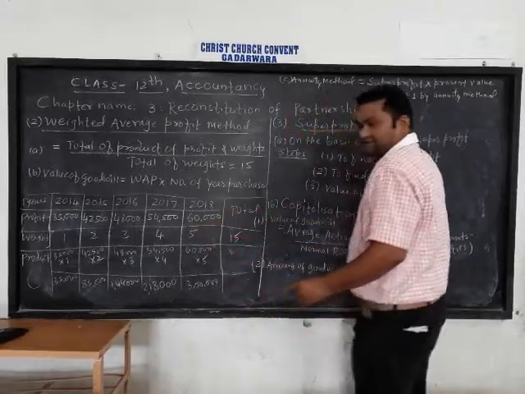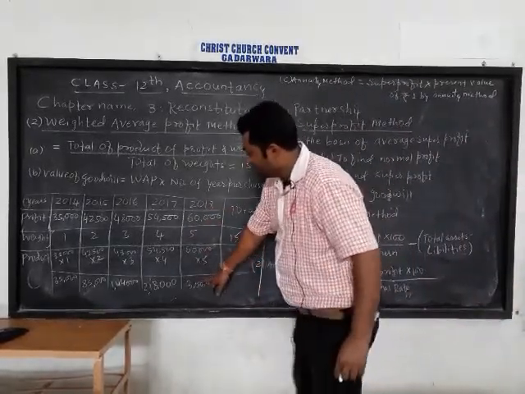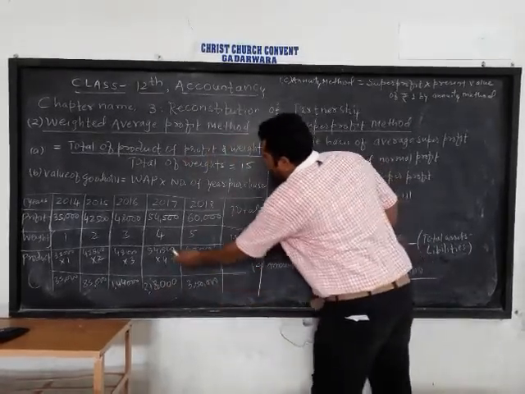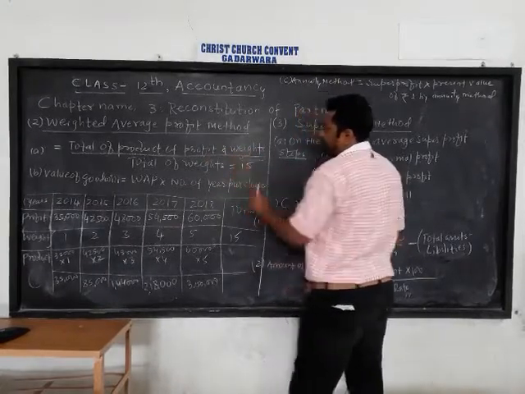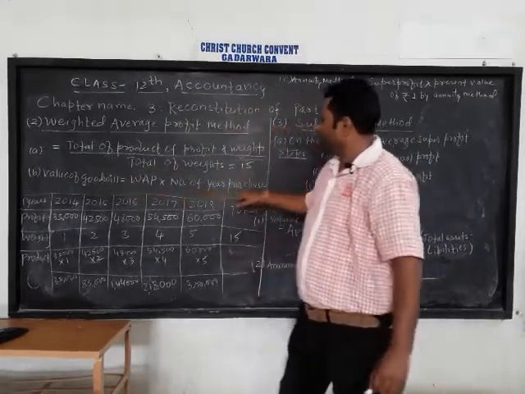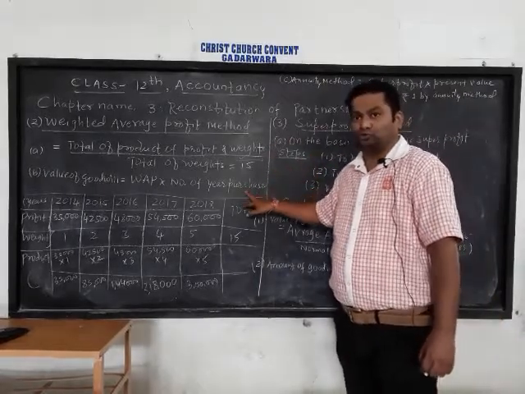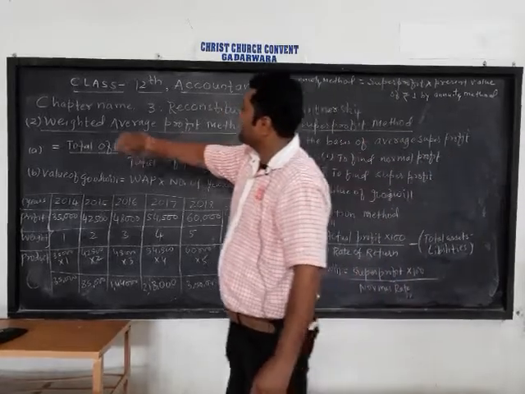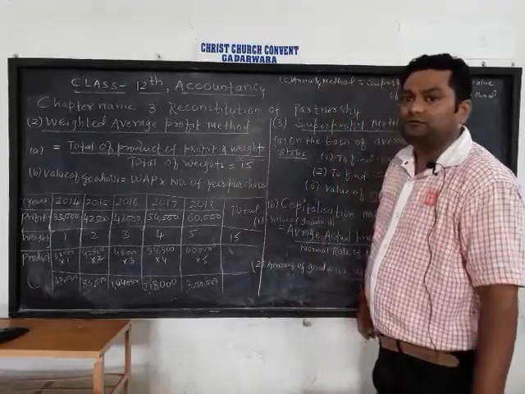Now you add all these, whatever it comes. So after adding this, we'll write here and divide it by 15, and whatever it comes, multiply by number of years purchase. Suppose number of years purchase is given as 2, we will multiply by 2. Okay, so this is the second method, weighted average profit method, which is a superior form of average profit.